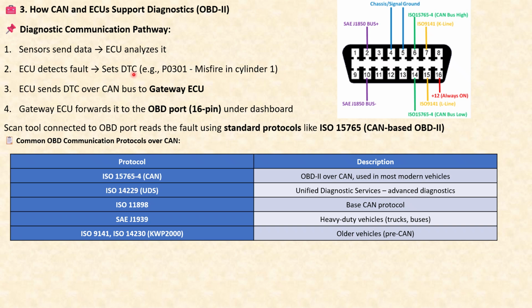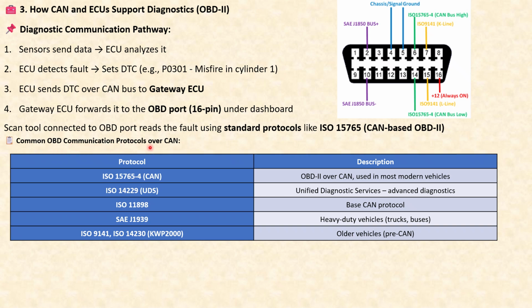The ECU detects a fault and sets the DTC, for example, P0301, misfire in cylinder 1. The ECU sends the DTC over the CAN bus to the gateway ECU, and the gateway ECU forwards it to the OBD port under the dashboard. Now a scan tool connected to the OBD port reads the fault using standard protocols like ISO 15765. All right, so CAN-based OBD2 is governed by the standard ISO 15765.